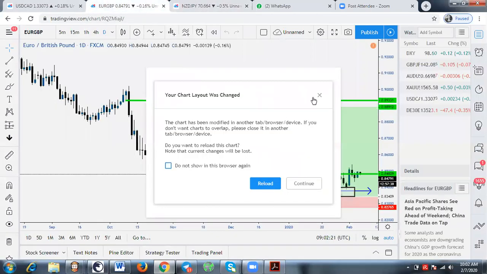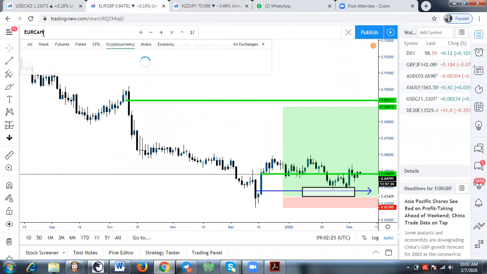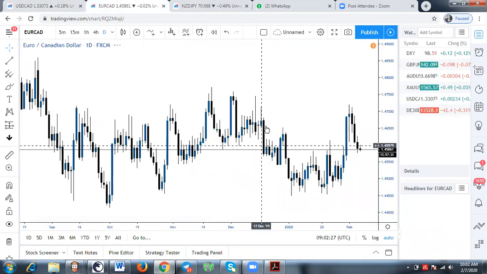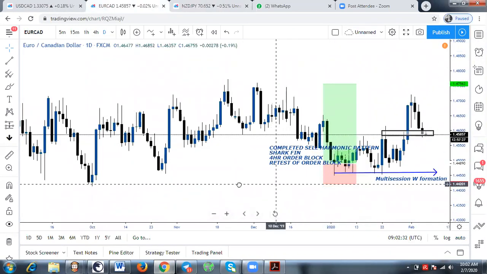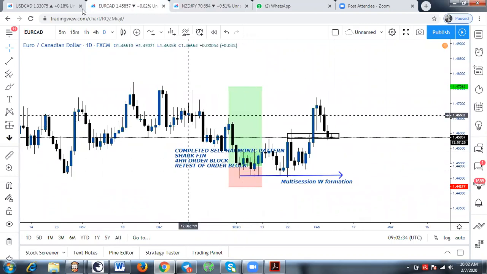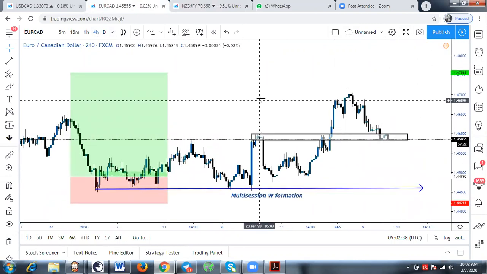We had this form in, I think that was Euro Cad. Let me look at Euro Cad. We had this multi-session W and M pattern form on Euro Cad. You can see that. Okay, this is daily. Let me take it to the 4-hour so you can see that there. Okay, see, this is it.